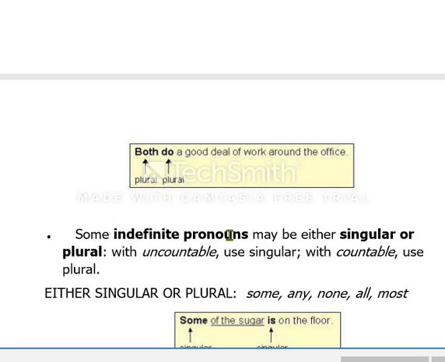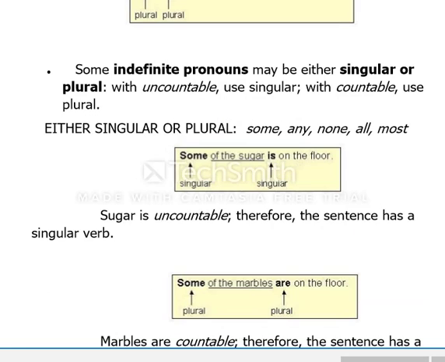Now we come to the sentence. Some of the sugar is on the floor. Sugar is basically an uncountable noun. So for uncountable nouns you will consider some as singular, and you will treat the verb as singular as well. You will not use some of the sugar are on the floor; you will use some of the sugar is on the floor. Why? Because sugar is an uncountable noun, so for an uncountable noun, some will be considered as singular.